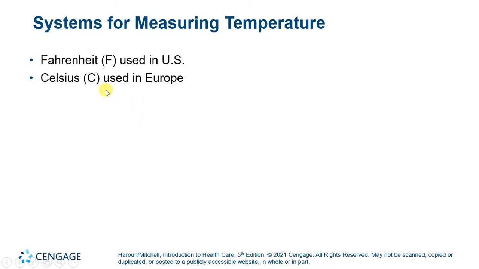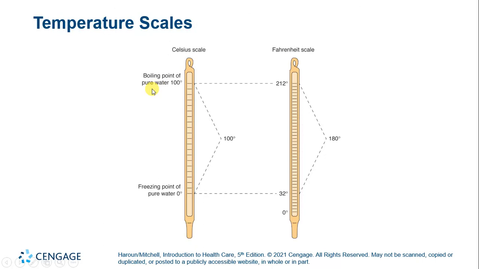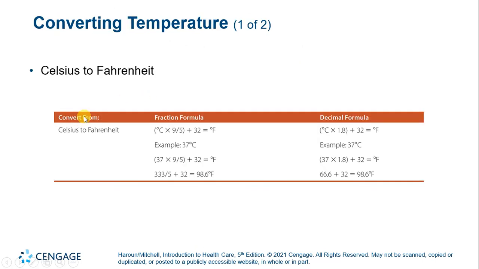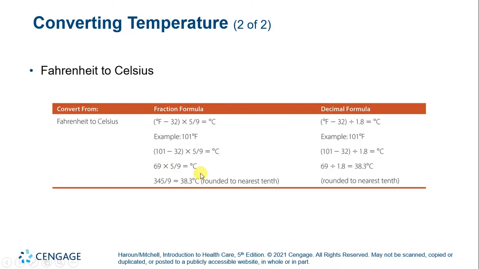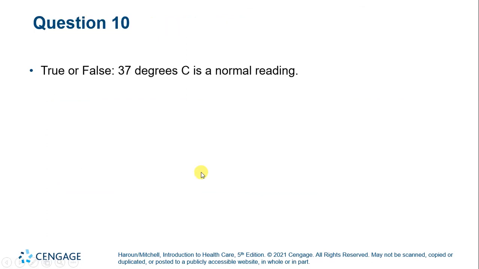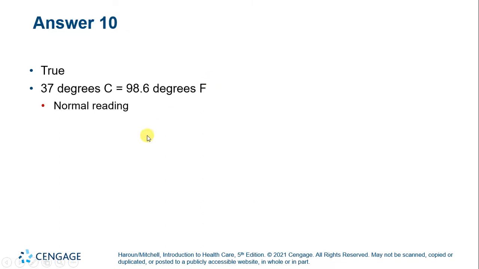Systems for measuring temperature, there are 2. Fahrenheit, we use; Celsius, Europe, and they're different. And there are rather simple ways of converting from one to the other, but they do require a bit of mathematics. Is 37 degrees centigrade Celsius a normal reading? And the answer is yes.